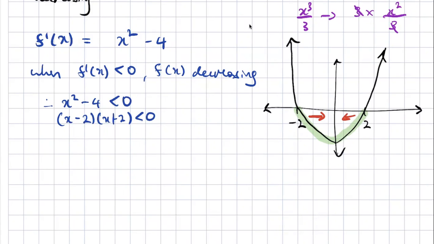So let's put that mathematically. Everything where x is bigger than negative 2 and less than positive 2 means that our x values are sandwiched between the two.